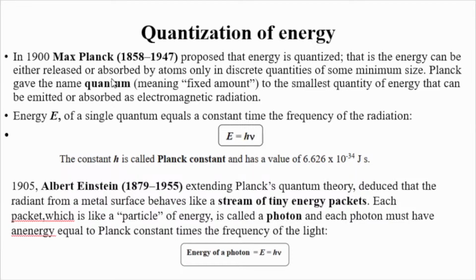Planck gave the name as quantum, the smallest quantity of the energy. So with this postulate, Max Planck gave a mathematical equation. It is called E is equal to h nu. That means E is the energy, h is the Planck's constant, and nu is the frequency. For the given frequency, the minimum energy it can absorb or release is a fixed value.